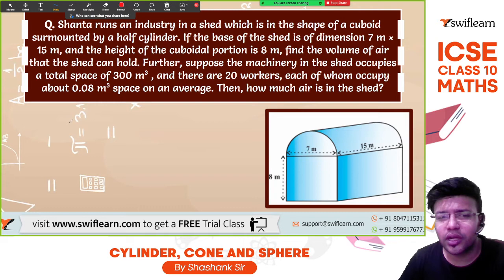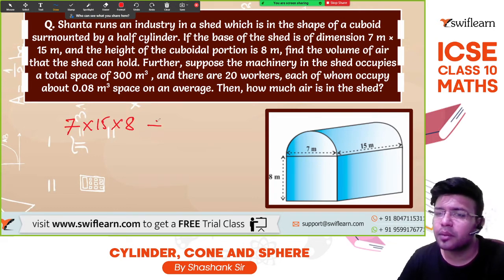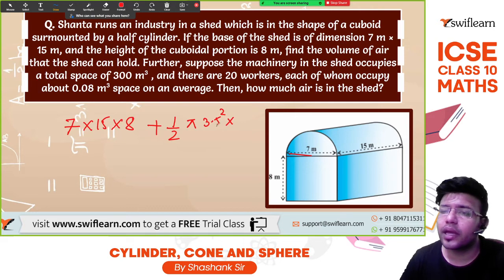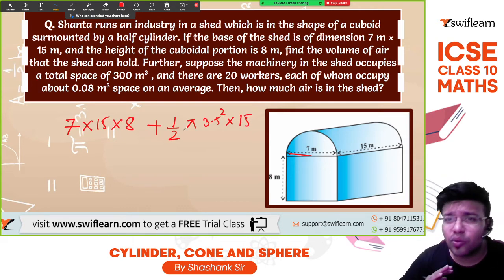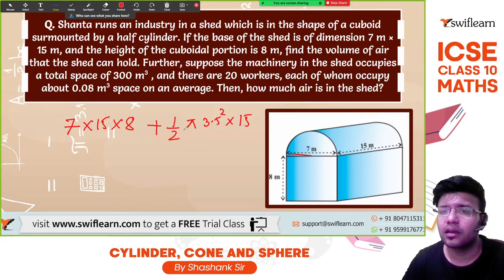Volume of the cuboid is 7 into 15 into 8 plus volume of the half cylinder, which is 1 by 2 pi r square. R is 3.5, squared, into the height, which is 15 centimeter. This is the volume of the industry. Calculate this, get the answer.